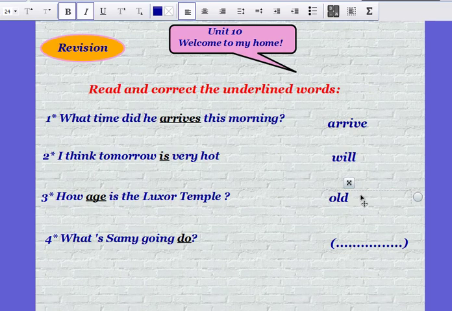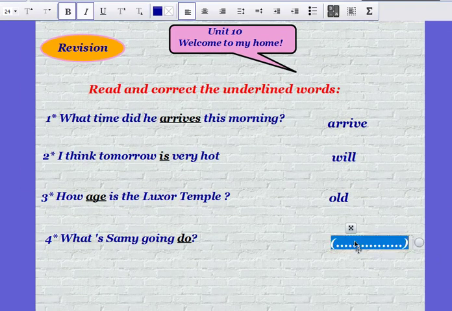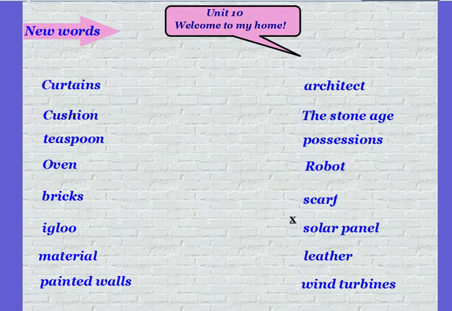Number 4. What's Sammy going to do? I think it's clear. So the answer is going to be what's Sammy going to do? As you can see, the title of this unit is Welcome to My Home. So get ready because today we are going to discuss many words. Yes, so many words, and all of the words are related to our house.